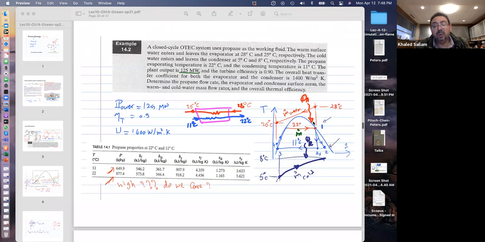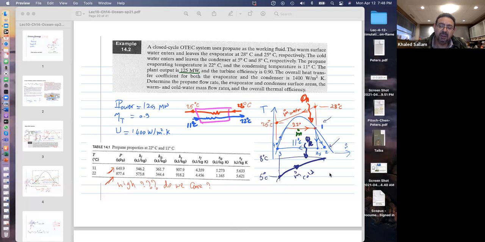Okay, so out of this turbine, he wants 125 megawatt. That's a lot, 125 megawatt. So he's probably going to suck a lot of water out of the ocean. And so he says, determine the propane flow rate. You need to know how much m dot is going through this, and then determine the warm and cold water flow rates. You need to know how much m dot warm water and how much m dot cold water is coming. Okay. And the ocean warm water from the surface is coming at 28, leaving at 25, and the ocean cold water from deep is coming at 5 and leaving at 8.